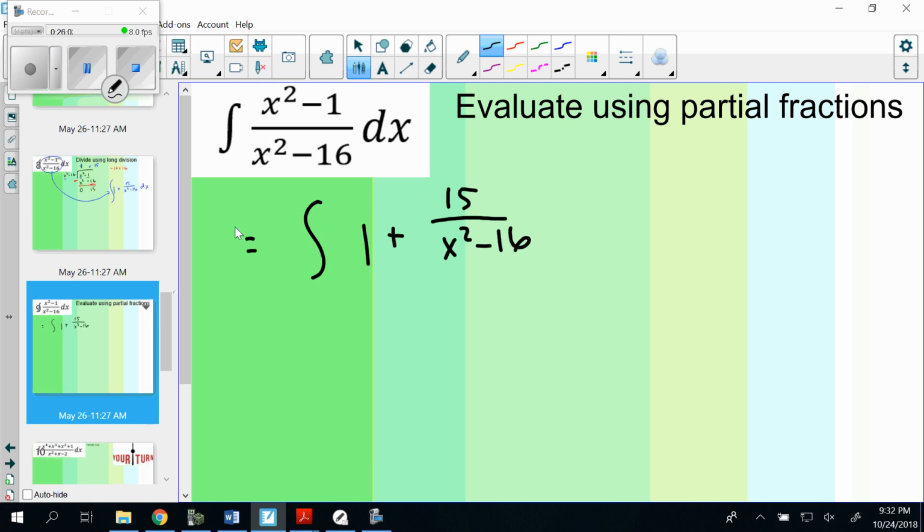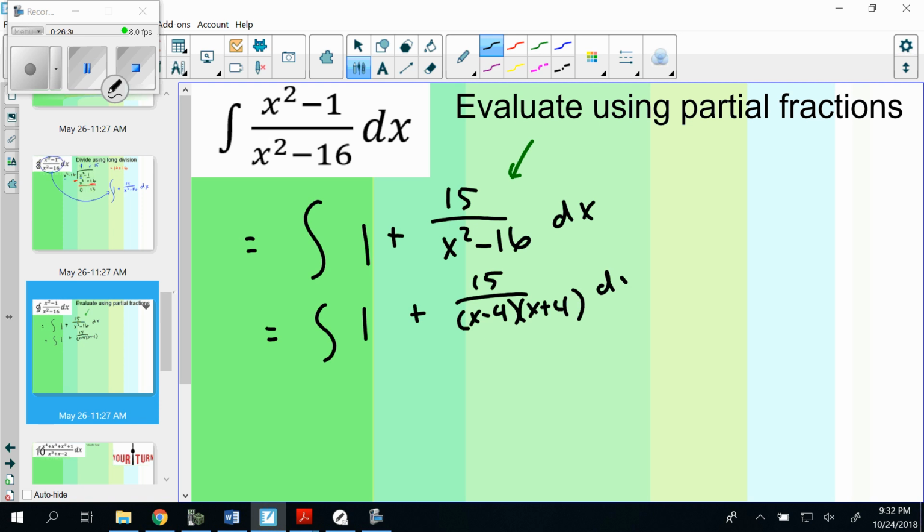The first integral here should be super easy. Integral of 1, that's an easy one to find. What's left here though still has to be solved out, and that's where the partial fraction comes in now. So now we want to factor that and see what's left here. If we were to factor that, we're going to have x minus 4 and x plus 4 there. So now we got to do the partial fractions like before. Over on the side somewhere, let's figure out what that would be.